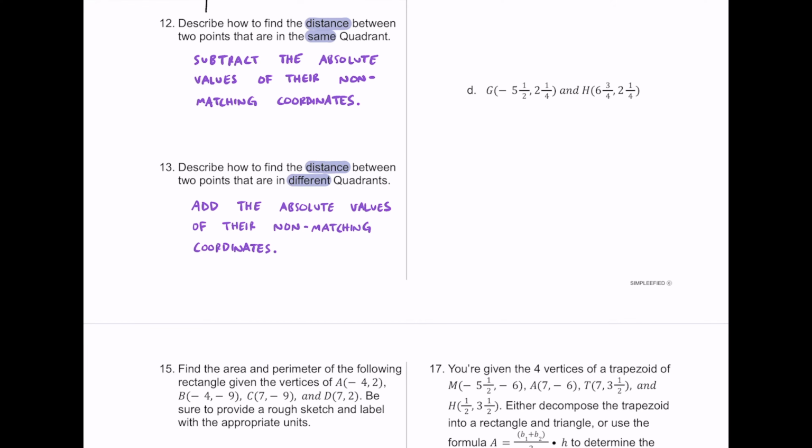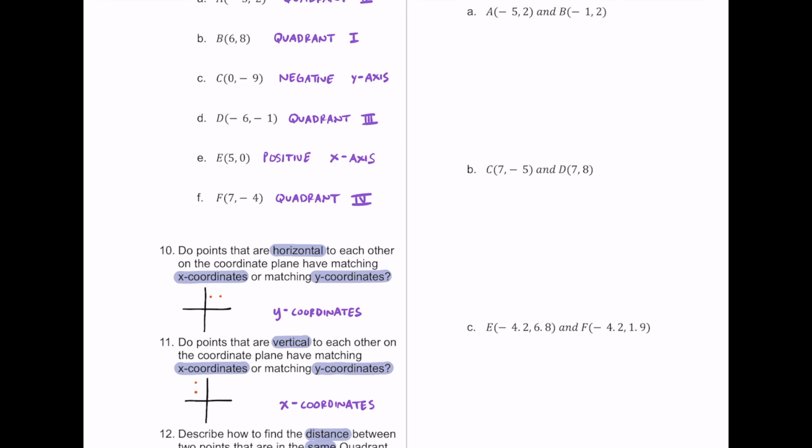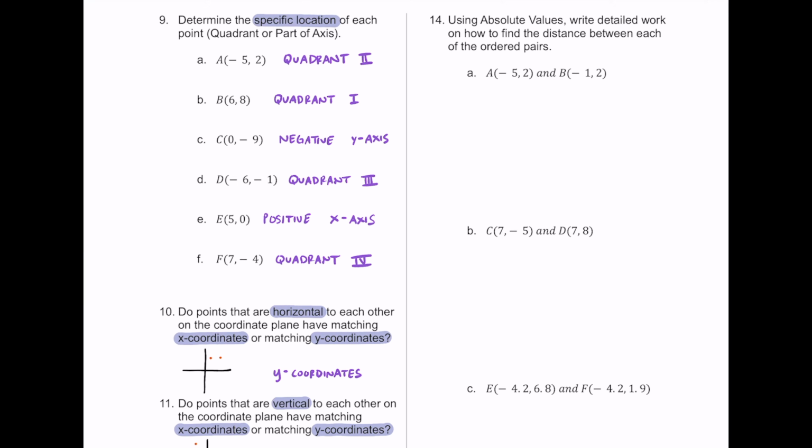Alrighty, here is number 14. For number 14, we're going to use absolute values and write detailed work to find the distance between each of these ordered pairs. For A, we have point A at (-5, 2) and point B at (-1, 2). So let's see what we have here that we can work with.